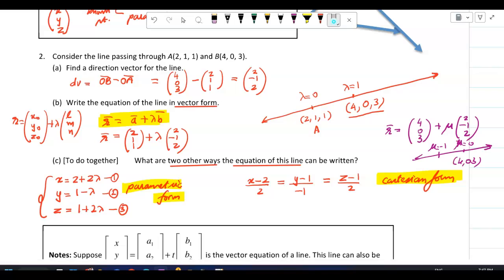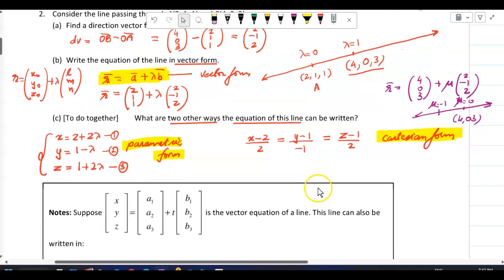You may not go into all those details. Whenever you're converting, get the vector form first. Then everything is done. You can just look at this and write everything.